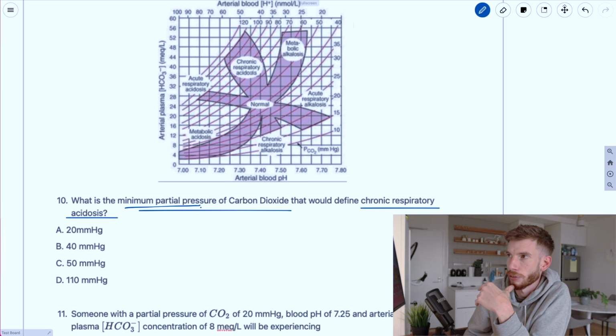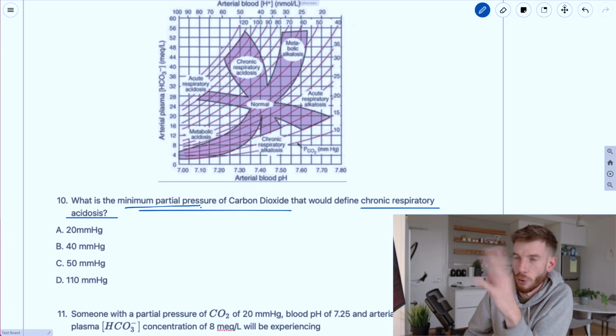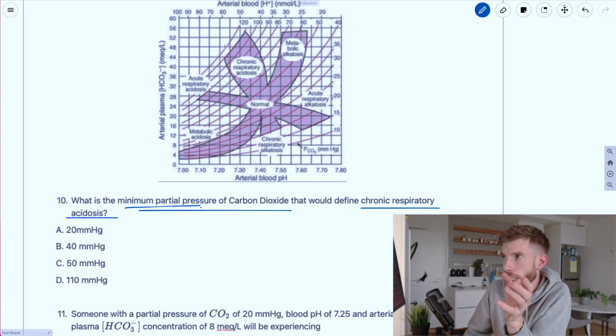Then I look at chronic respiratory acidosis. I'm ignoring all the other axes because they're irrelevant to me. And I'm just looking at the purple lines. How low can I go until I go beyond the boundaries? And I would probably take that line because it's right on the cusp of that corner before it suddenly becomes metabolic alkalosis or it becomes normal as well.